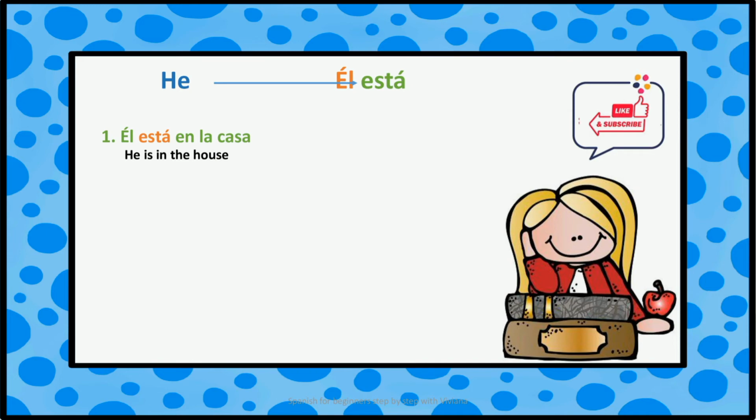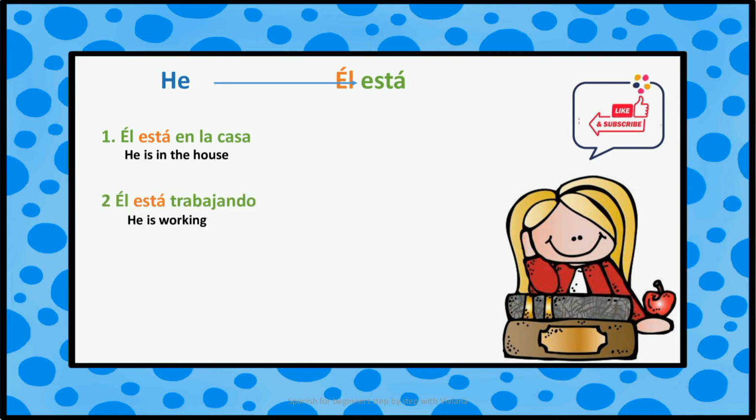The personal pronoun he in Spanish is él. The conjugation is él está. Él está en la casa. He is in the house. We use él está because we are talking about the location. Él está en la casa.